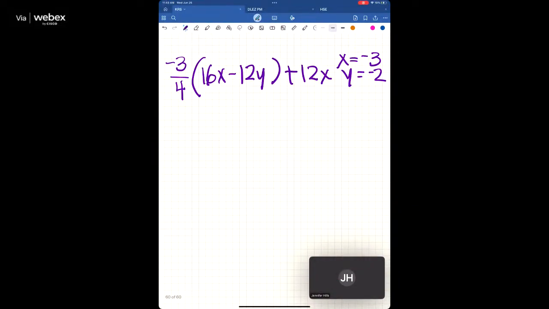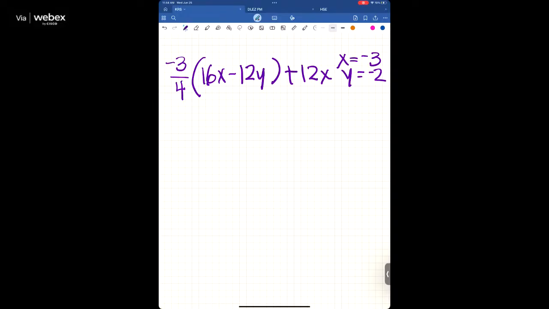Perfect. So the problem that I did was -3/4 times (16x minus 12y) plus 12x. The directions were, what is the value of this expression when x equals -3 and y equals -2? One thing I tell my students all the time is to simplify it first. I have some bold students who like to put in the numbers for x and y first before they simplify. Sometimes they get the answer right, sometimes they get it wrong, but I am going to simplify first, and then I am going to input my values where my variables are.